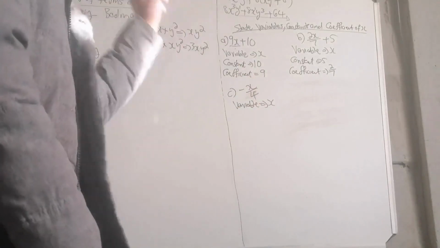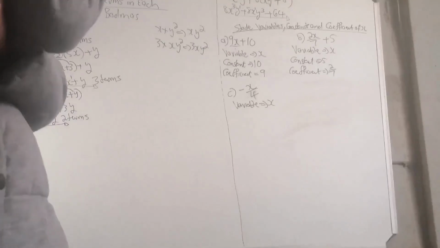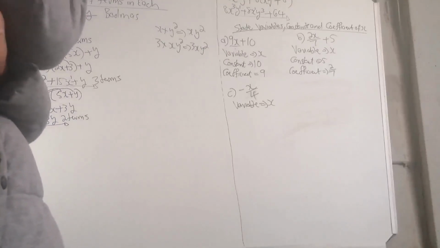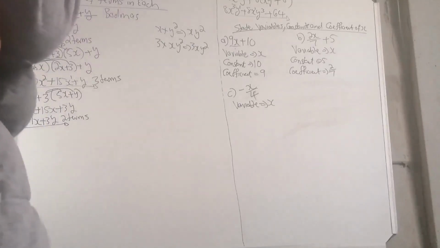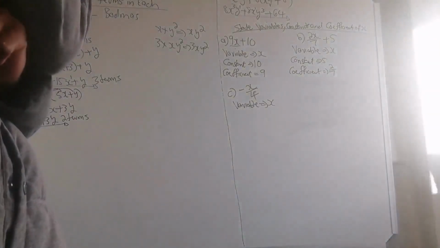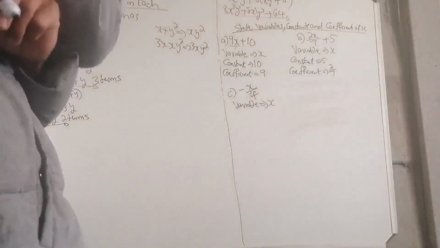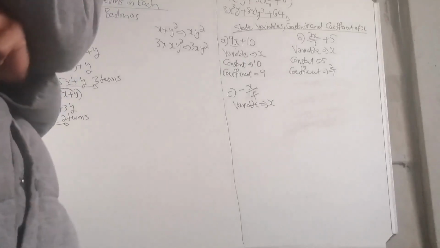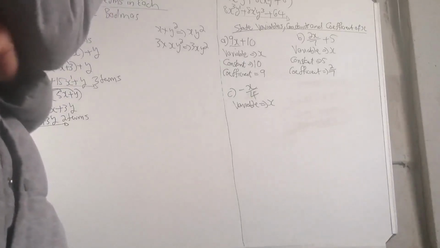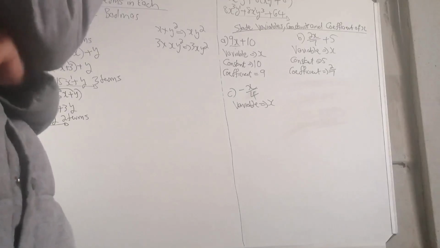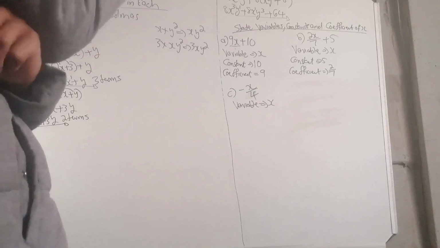So what is the constant if it is not given? If that is not given, what will be the constant? What will be the constant if it is not given? Come on, someone, tell me the constant number if it is not given.